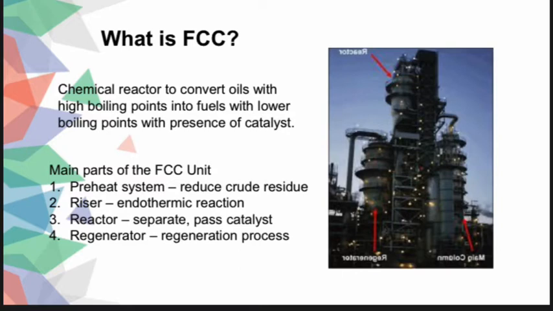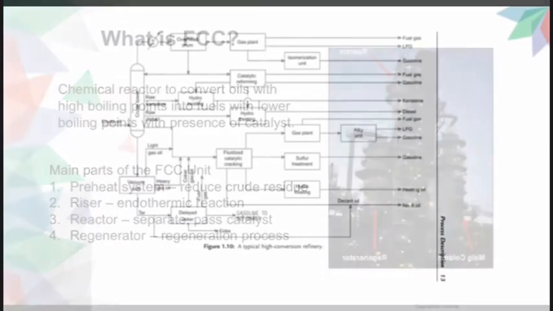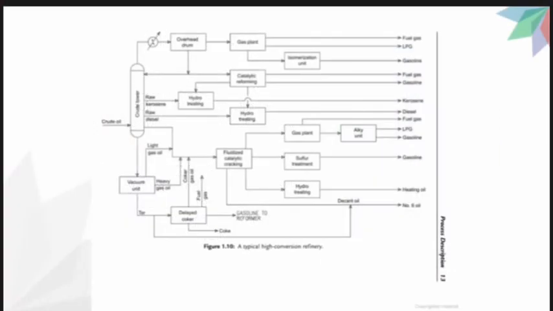The third one is the reactor, which aims to separate the deactivated catalyst from the cracked vapors and pass the used catalyst downward through a steam stripper part to the regenerator. And finally, the regenerator part is for the regeneration process, which we will discuss more later. The diagram shown is a typical high conversion refinery for the fluid catalytic cracking process. As we can see, the fluid catalytic process that we are on is only at the alkyl unit, where only LPG and gasoline are produced.